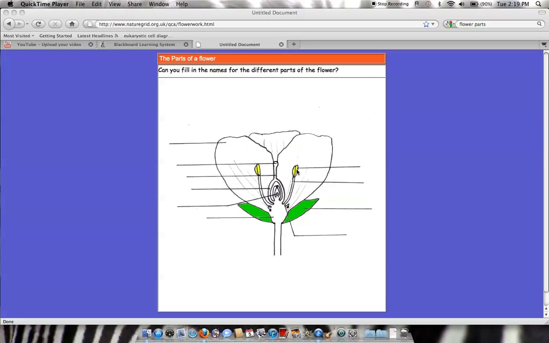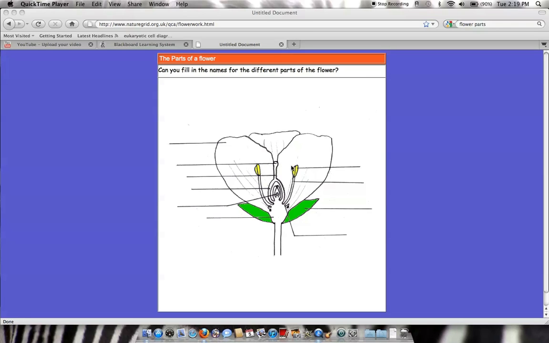Okay, so inside the anther, the flower contains its sperm. Okay, the sperm is the pollen. Now the objective is to get this pollen from the anther to the stigma. That's part of the female part of the flower.